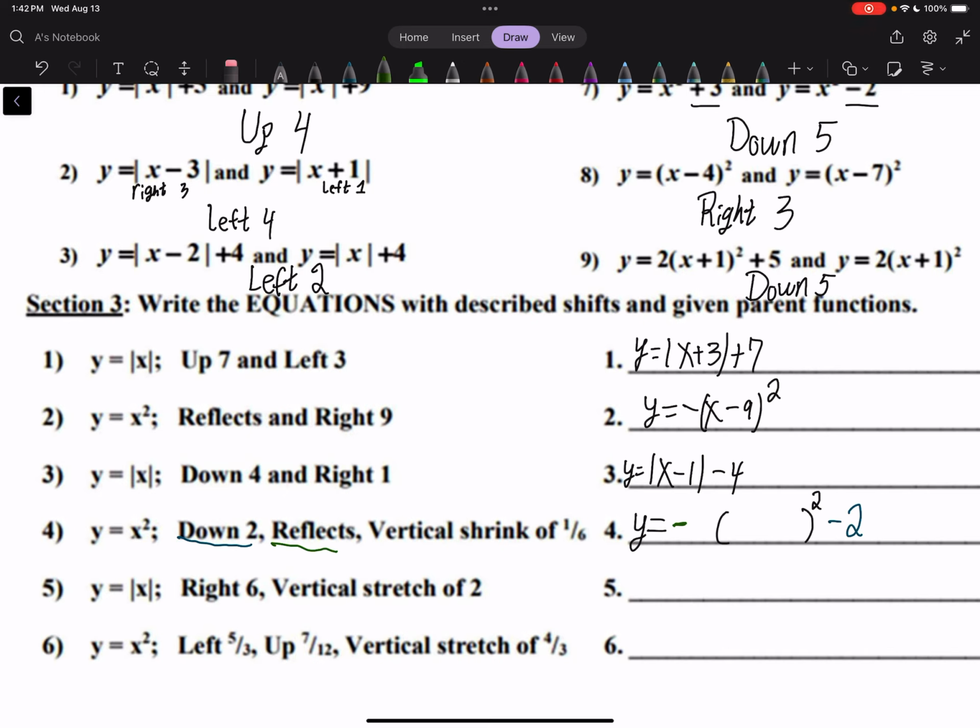Okay, this is a quadratic. The only way I can reflect it is over the x-axis, because if I reflect it across the y-axis, I'm mapping it onto itself because it is an even function. But anyway, it is reflecting. And then lastly, a vertical shrink of 1/6, minus 1/6. The only thing I need to do now is put the x inside parentheses. My equation is finished.